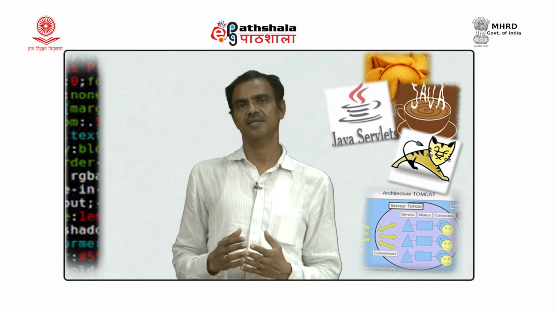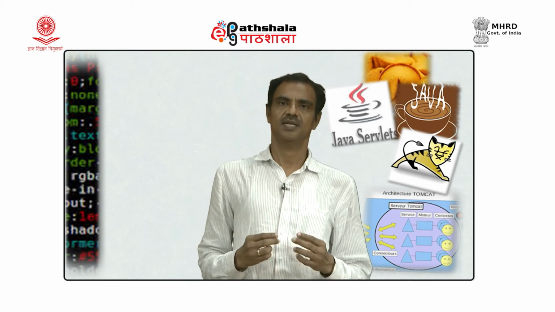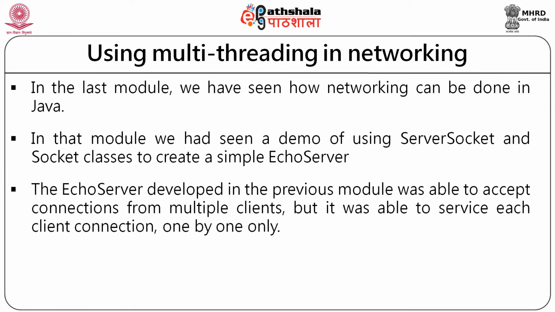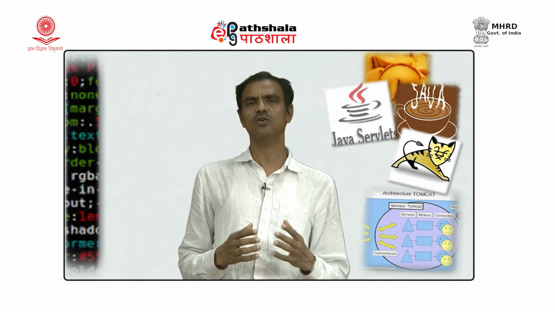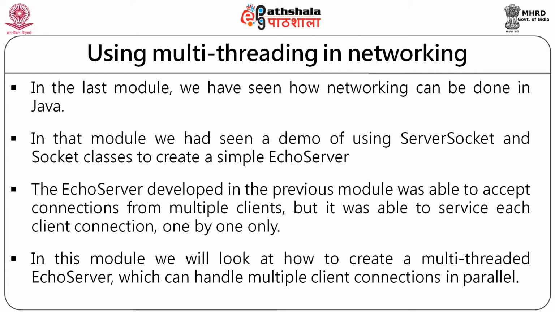In the last module, what we had seen was we had demonstrated a simple network server which was able to accept multiple connections from clients, but it was able to handle those connections one by one at a time. It could not handle them simultaneously. In this module, we look at multithreading. We use multithreading to handle multiple client connections parallelly.